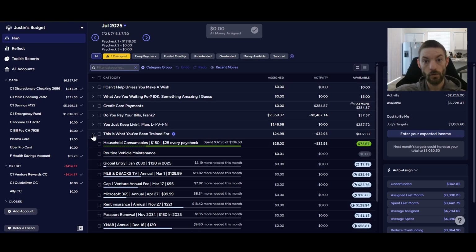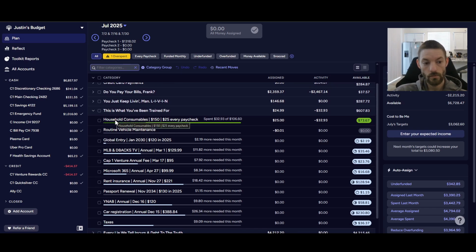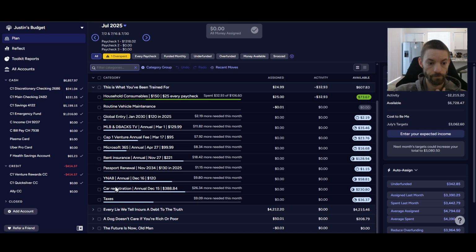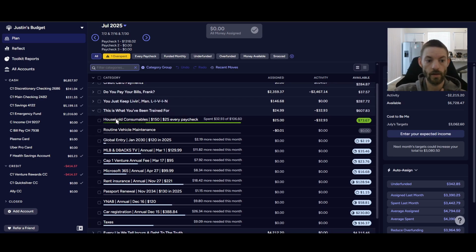So this is what I used to call my non-monthly items. So I have household consumables. I've moved that down here. Routine vehicle maintenance. These are basically the non-routine bills that always come up that I need to plan for. And then all the rest are pretty much the same that I've had in here. I just moved household consumables down to this group, and routine vehicle maintenance. At some point, I'm going to start putting money into that. That is going to be in here.